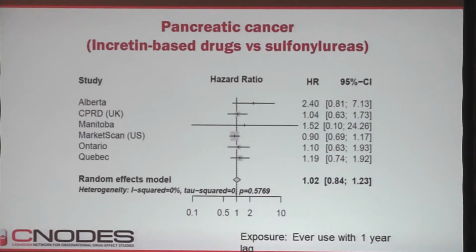Okay, here's a couple of examples I'll quickly go through. This was a study of incretin drugs versus sulfonylureas in pancreatic cancer, and you see right away there's really no heterogeneity. This is good news. The I-squared, in fact, for the meta-analysis was zero, saying there really is no heterogeneity in this study. So this is an example where everything worked. We realized things were fine.